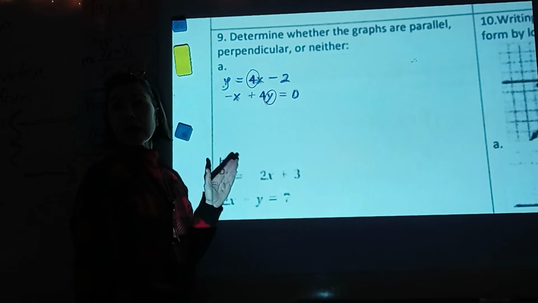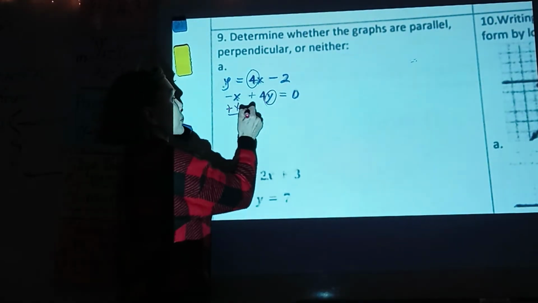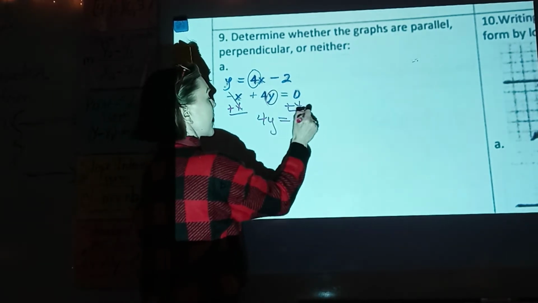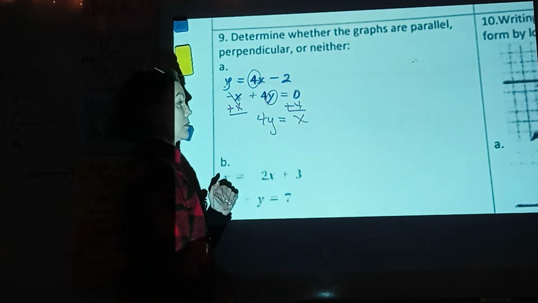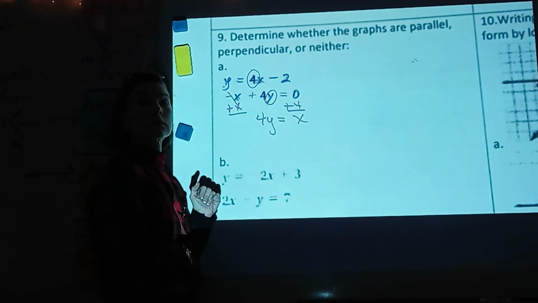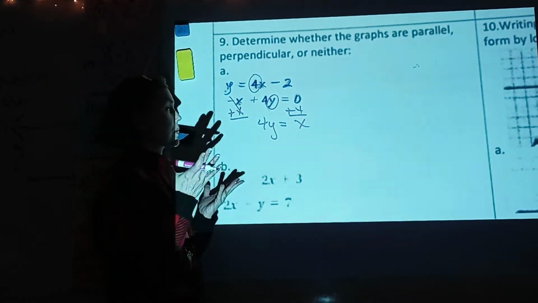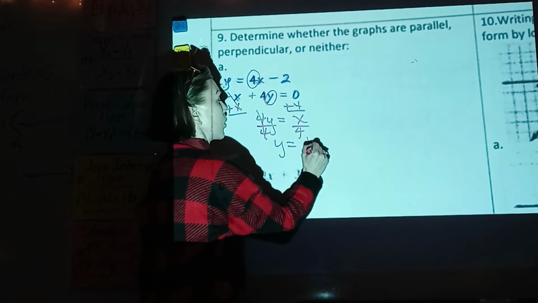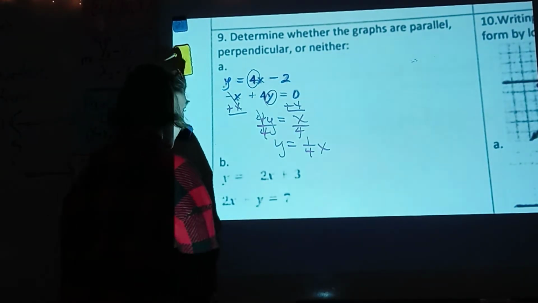You have to move the negative x and the 4 to the other side. So we're going to add x to both sides. Do it now. Bring down the 4y equals x. Last, is that solved for y? Not yet. Last step is what? Divide by 4. Y equals 1/4 x. Now, circle the slope.